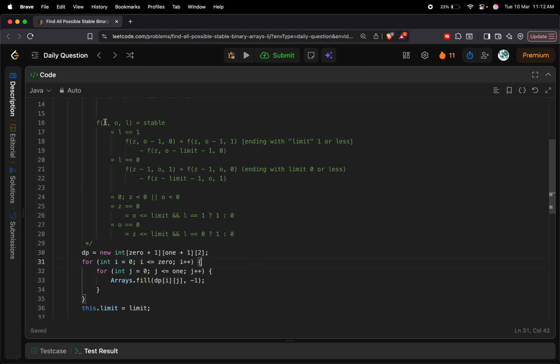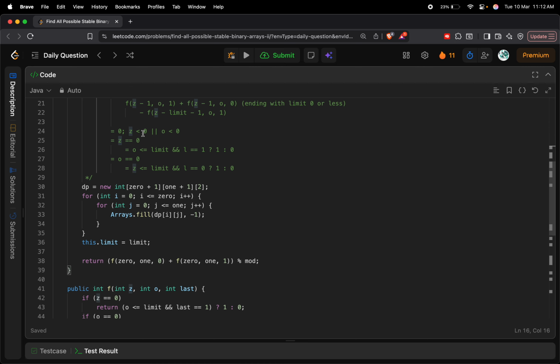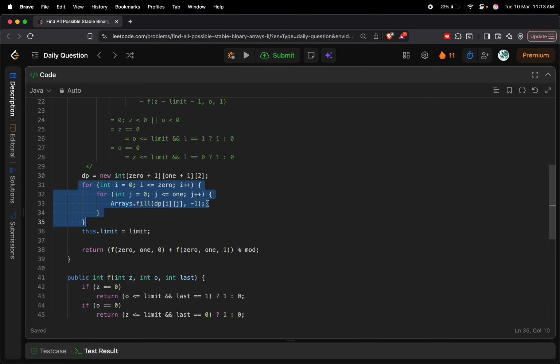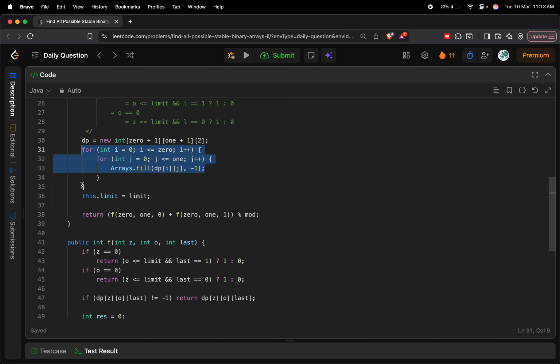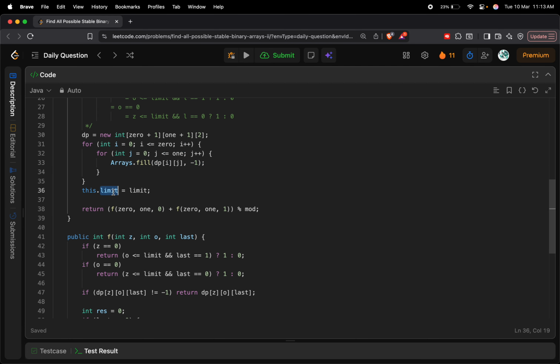Now the total number of unique states I have is basically the last position having two possible values, and o can go from 0 all the way to the number of ones, and z will also go from 0 all the way up to the number of zeros. So those many unique states we have, and I'm filling all the states with -1, indicating that the answer to these states is not calculated. And then I've just defined a global variable in my class and set the limit value to it.